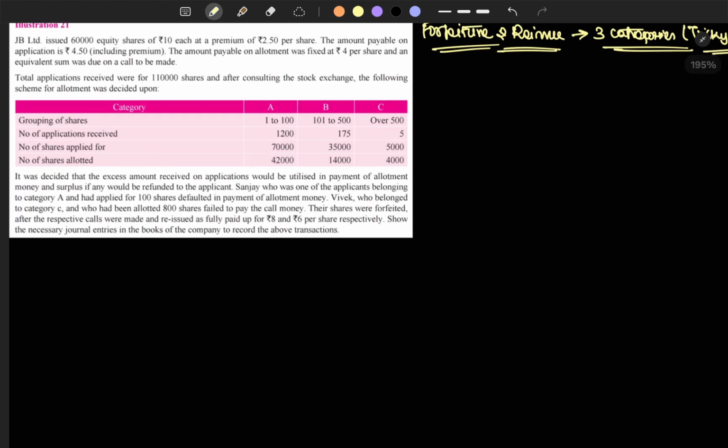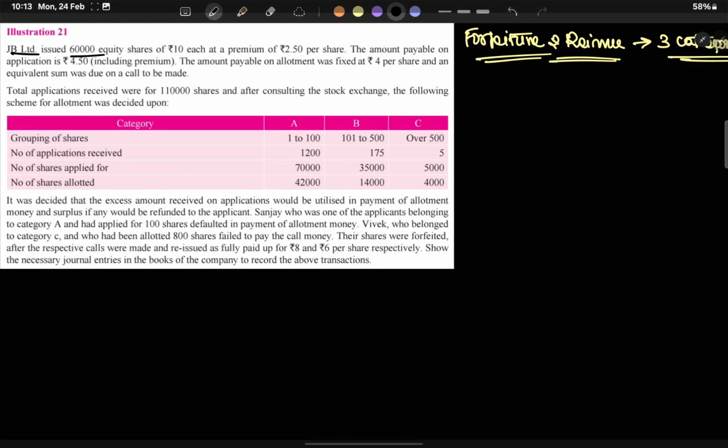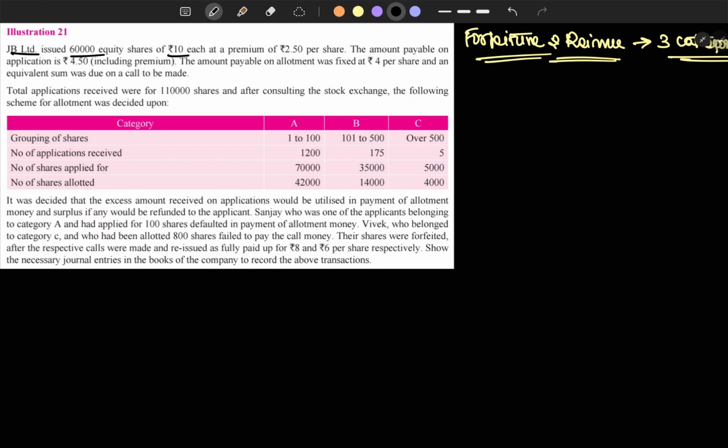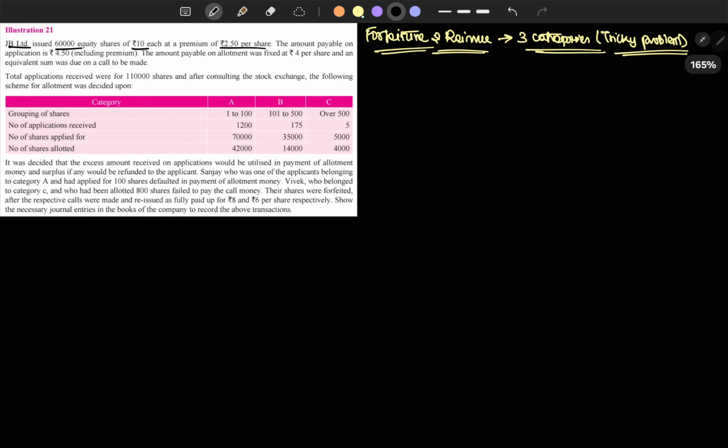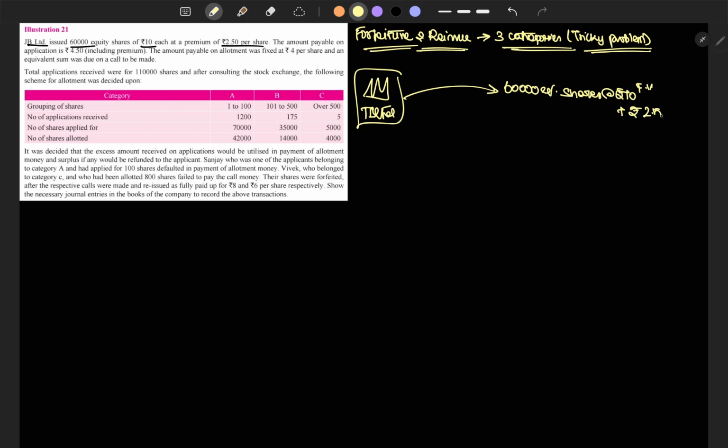Okay, let's start. JB Limited issued 60,000 equity shares of rupees 10 each, at 2.5 per share premium. Let's start with our visuals. There is a company called JB Limited, which issued 60,000 equity shares at rupees 10 face value plus rupees 2.5 premium.